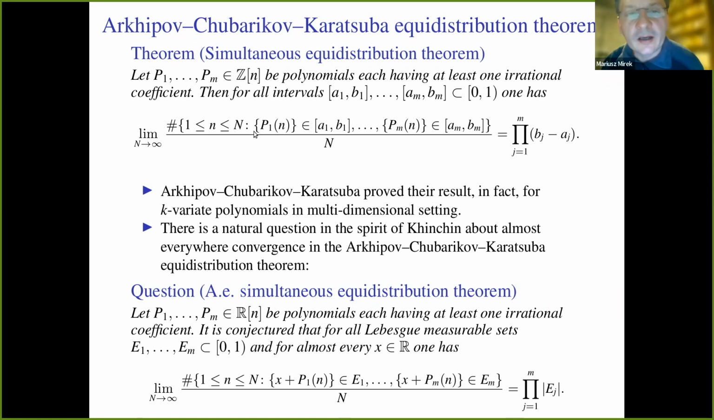But here, I mentioned Arkhipov, Chubarikov and Karatsuba because they also proved these quantitative bounds, estimates, which were a big deal for them. But you are right, that's right. I think that he also has this multidimensional version, which is essentially of this form. Yeah, I think that you are right.